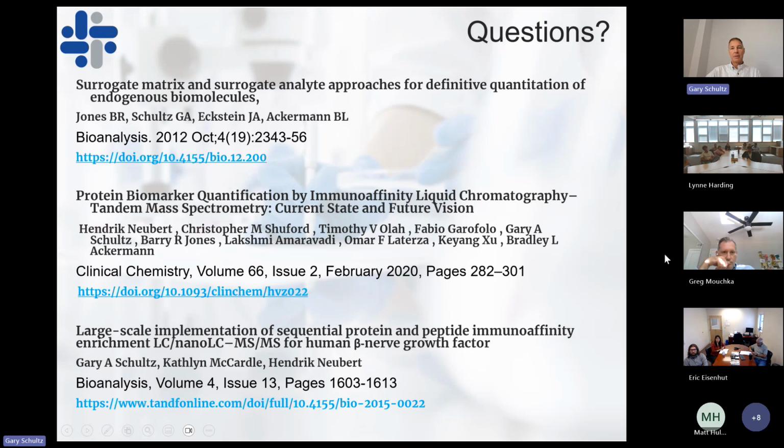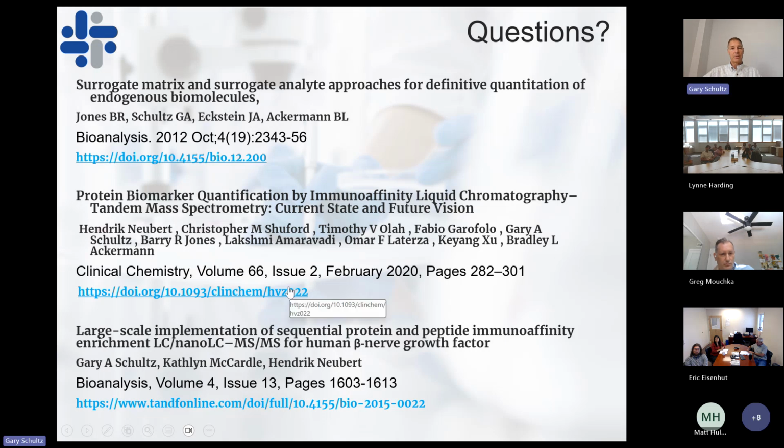I want to leave this slide up just for a second. There's a number of papers here. I didn't get into the details of how we are able to quantify endogenous metabolites, but this paper here goes into some details as to how this is achieved. It does take a little bit of effort in terms of the method approach. The sample extraction plays a significant role in the quantitative nature of this work, and this paper does a really nice job of summarizing that.